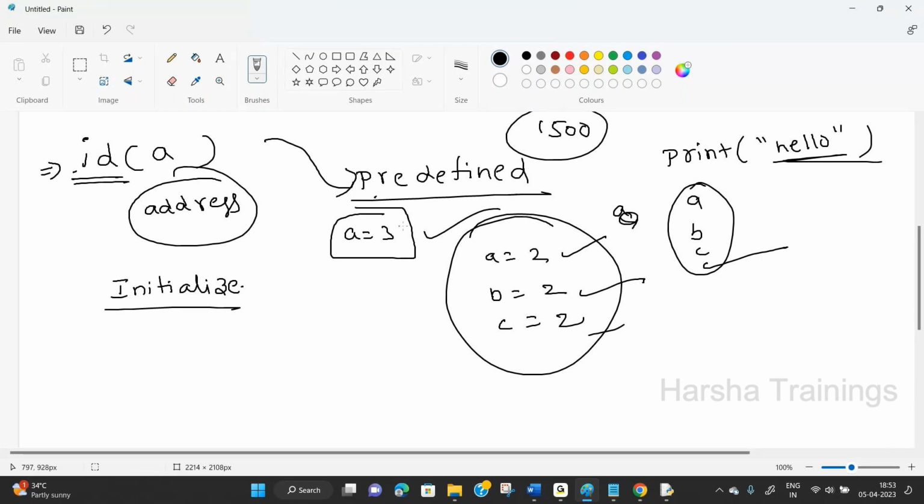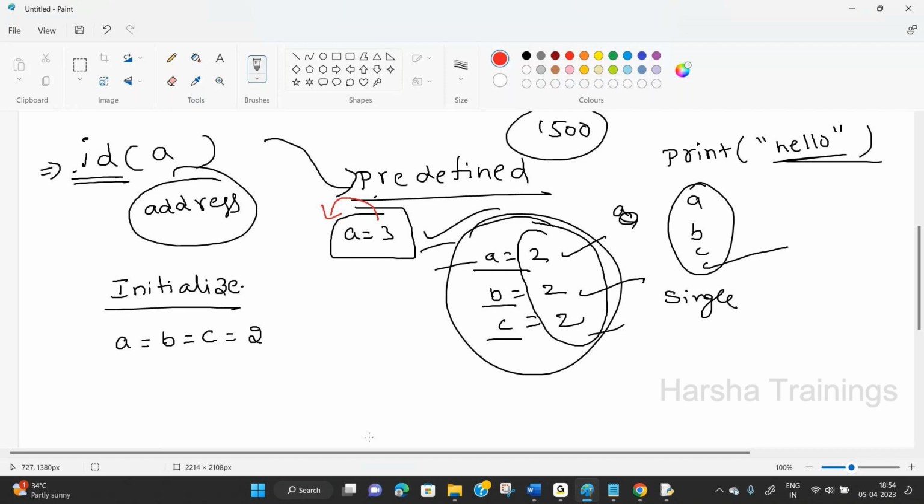In that situation, you can assign the same value to multiple variables in a single line. Instead of using three lines, you can use a single line like this: a = b = c = 2. Internally what happened? Already I said one point: the right side value is assigned to the left side. Now which statement is executed first? First this is executed.